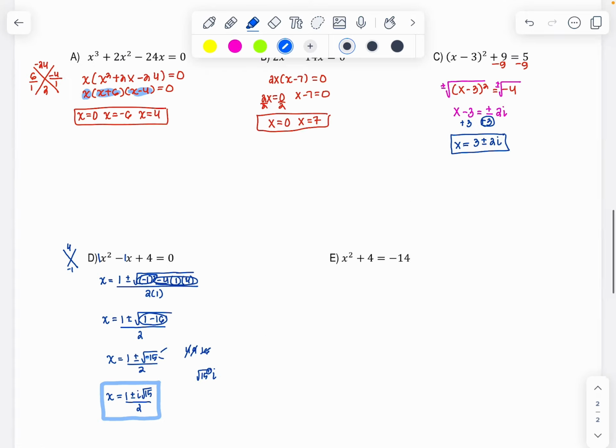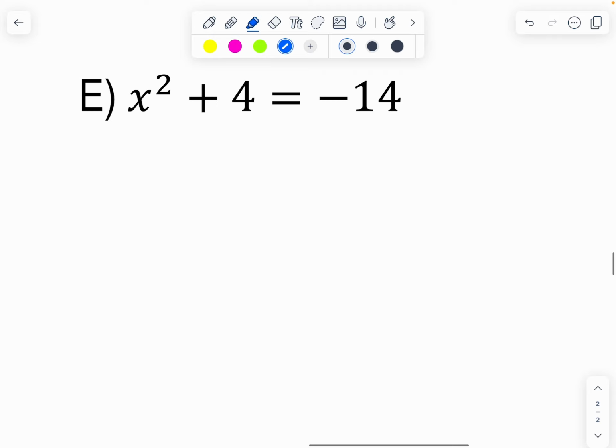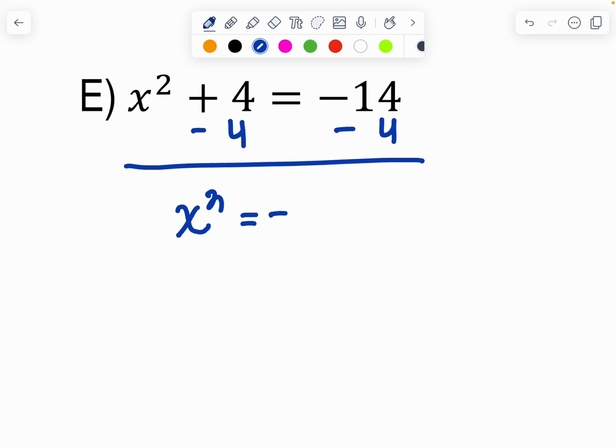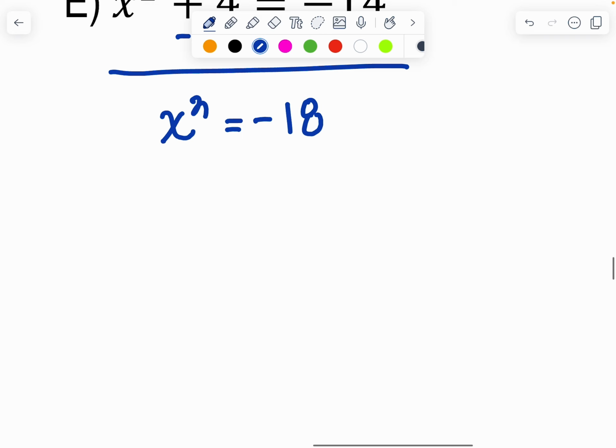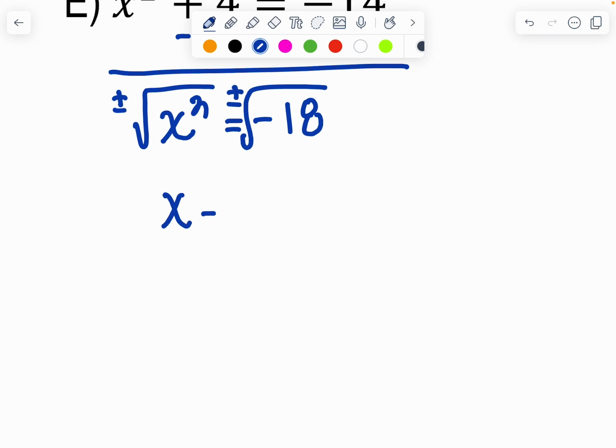All right, moving on to the last one. Can I solve it by square rooting? Yes, there's just an x squared. So I'm going to get x squared by itself, subtract 4. x squared equals negative 18. And now square root to solve. Square root plus or minus, square root plus or minus. x equals, don't forget your plus or minus, always write that down first.